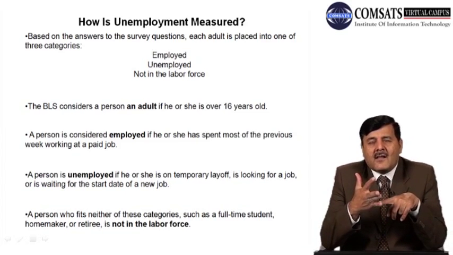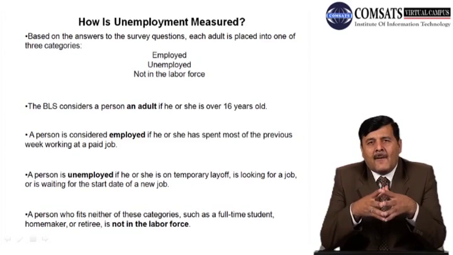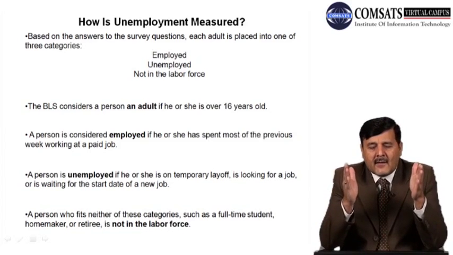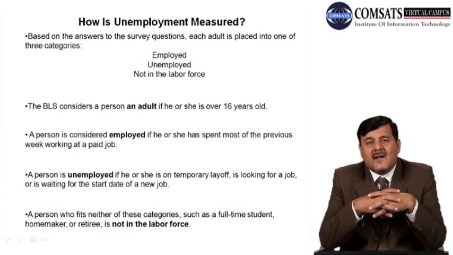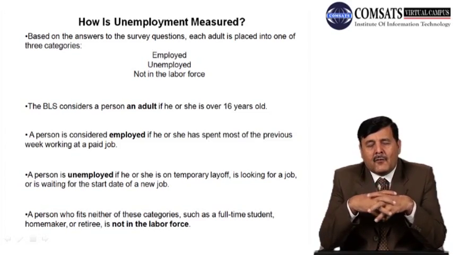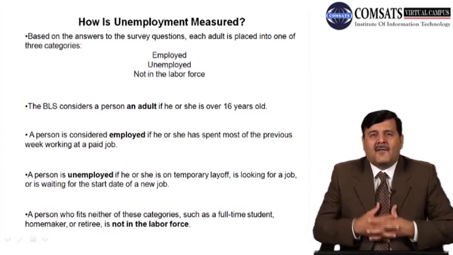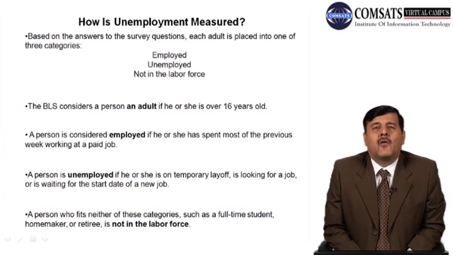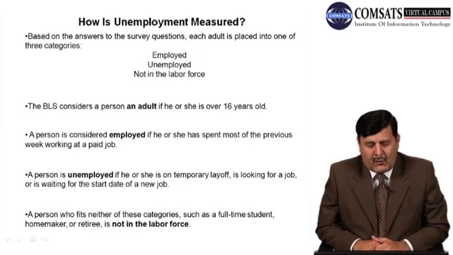So we can divide the people who are adults, whose age is more than 16 years, they are considered adults, and they can become part of the labor force. And we can divide them into three parts: employed, unemployed and not in the labor force. Who are the employed? Those who have worked for a paid job for most of the previous week. Unemployed are those who are temporarily laid off, looking for a job, or waiting to start a new job. All these persons are considered unemployed.